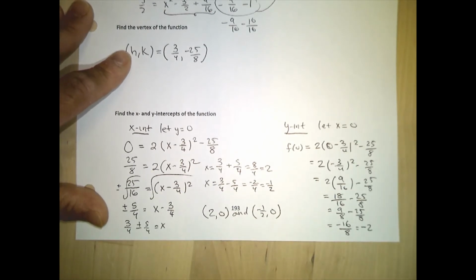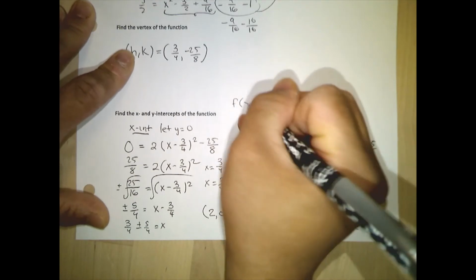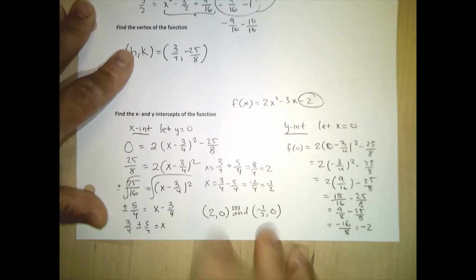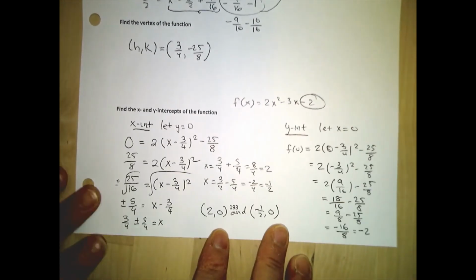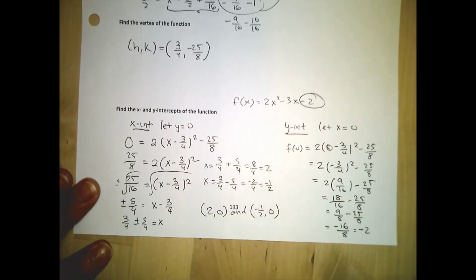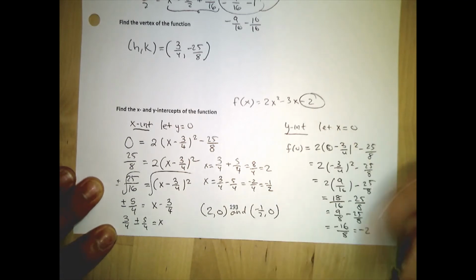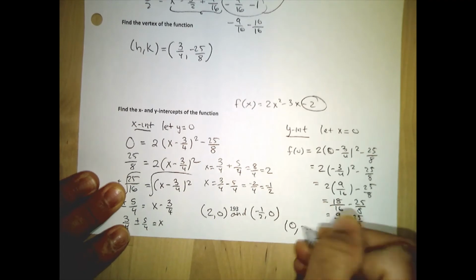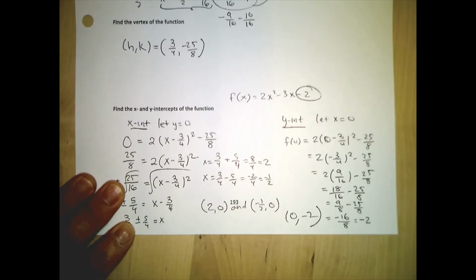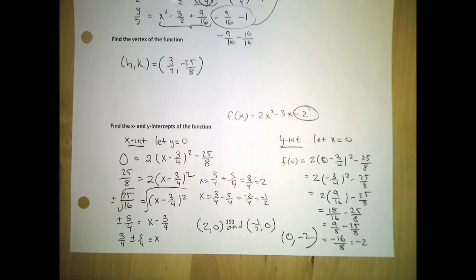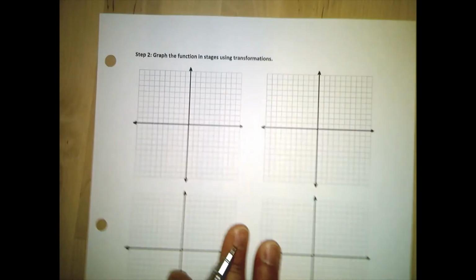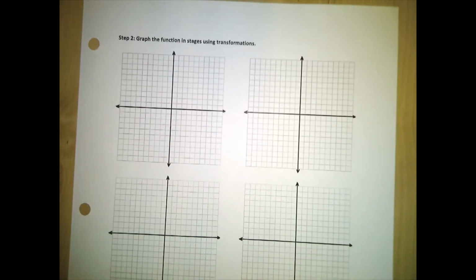And by the way, in this case, it would have been easier just to look at the function in its original form, the general form of it, and see that the y-intercept was negative 2. So this actually made it take a little bit longer. But in either case, we still have a point at (0, -2). All right, so let's go ahead and graph the function in stages using transformations now.